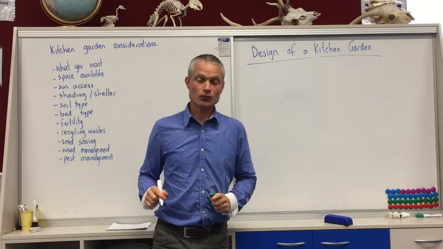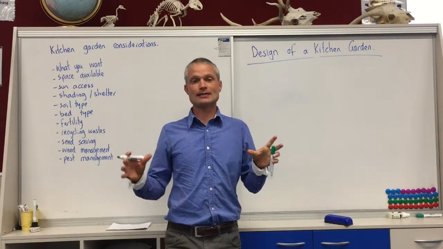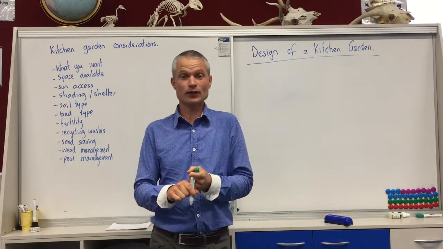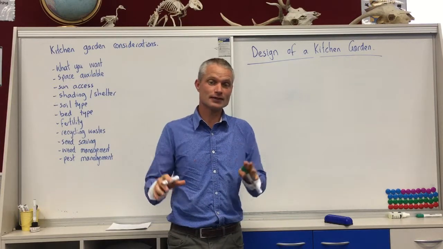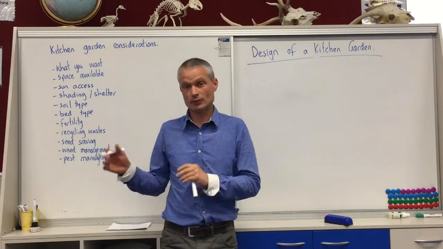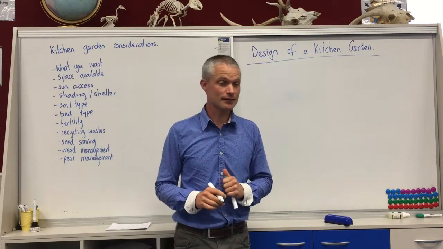So to start this module we'll look at the guiding considerations of how the different parts that we've covered so far, building soil, applying the permaculture principles and the design process, apply to different types of permaculture designs. And the first one we're going to apply it to is the kitchen garden design.